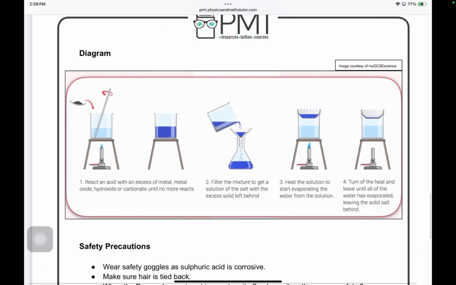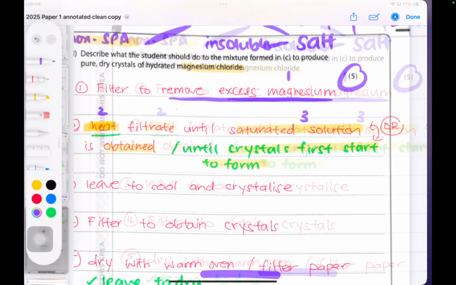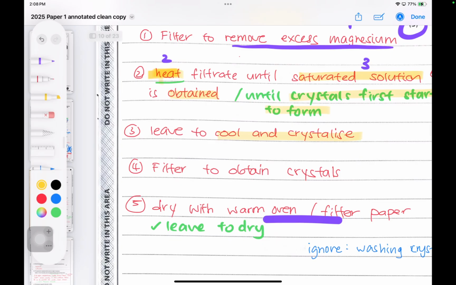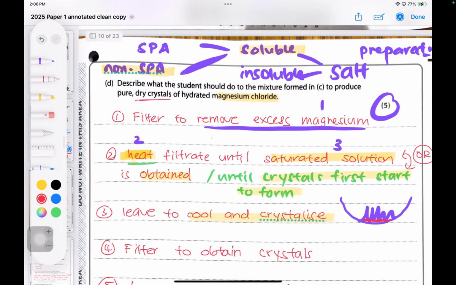If I could point out to you, steps 1 to 3 are basically what you see here. Is there a way I can draw this? No, I can't. It's the second last diagram. You will heat until you get a saturated solution, and then you turn off the Bunsen burner. The reason why you turn off the Bunsen burner is you want to allow the solution to cool and crystallize. When it reaches this step, it will look like this: you have your basin and your crystals, and you still have a little bit of solution left. But what you want at the end of the day is just pure dry crystals. You don't want any solution there.